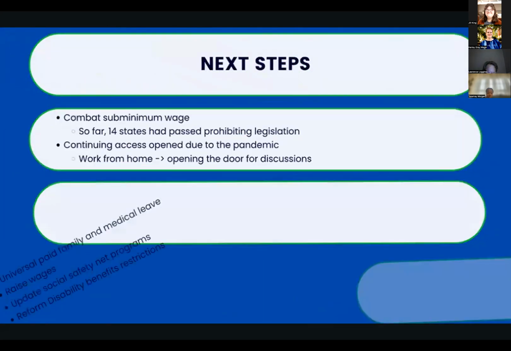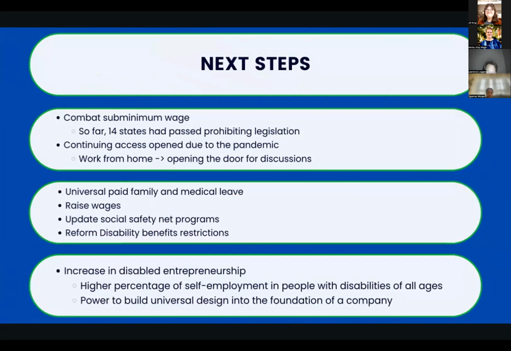So these next steps, what does it look like? What do we need to do? First of all, combat sub-minimum wage. About 14 states have passed legislation to prohibit sub-minimum wage. In Georgia, just about every legislative session, we've got people fighting for the same thing. It hasn't quite gotten through. So if you believe in this, please call your representatives. We love to hear people contact representatives and hold them accountable to pass good law.